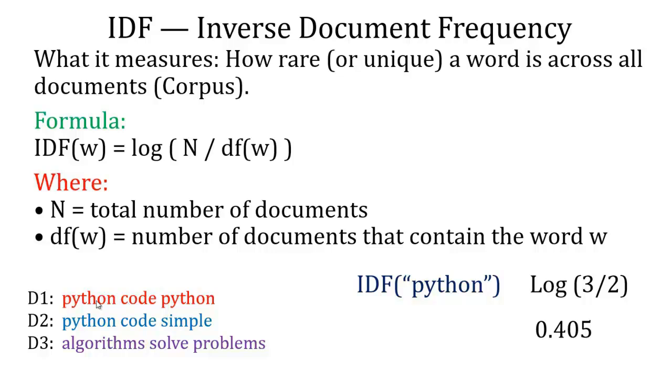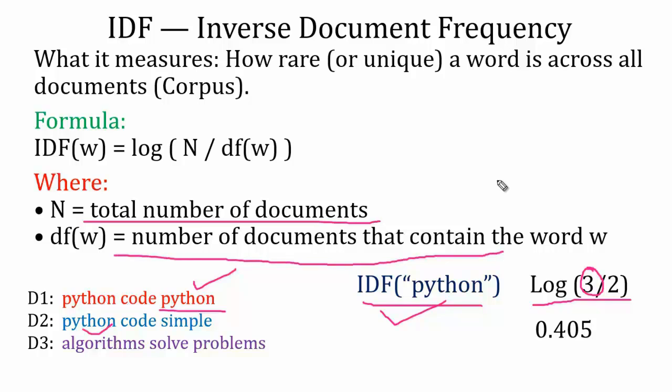Suppose we want to find IDF of the word Python. It appears in document 1 and document 2, here and here, right? So IDF of Python is log 3 divided by 2. You can see total number of documents, 3 in our case, and number of documents that contain the word, two: document 1 and document 2. So log 3 divided by 2 is equal to 0.405. So IDF of the word Python is 0.405.